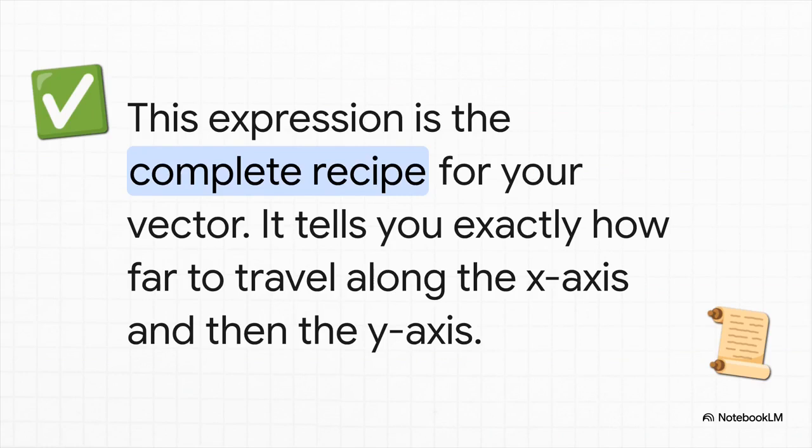And that's it. Look at that. That one simple expression is the whole shebang. It's the perfect recipe. It tells you everything. Both the length and the direction are baked right in there, all broken down into two simple, easy-to-follow instructions. We've totally solved the problem we set out to fix at the very beginning. We now have a perfect, mathematical way to describe that diagonal journey.